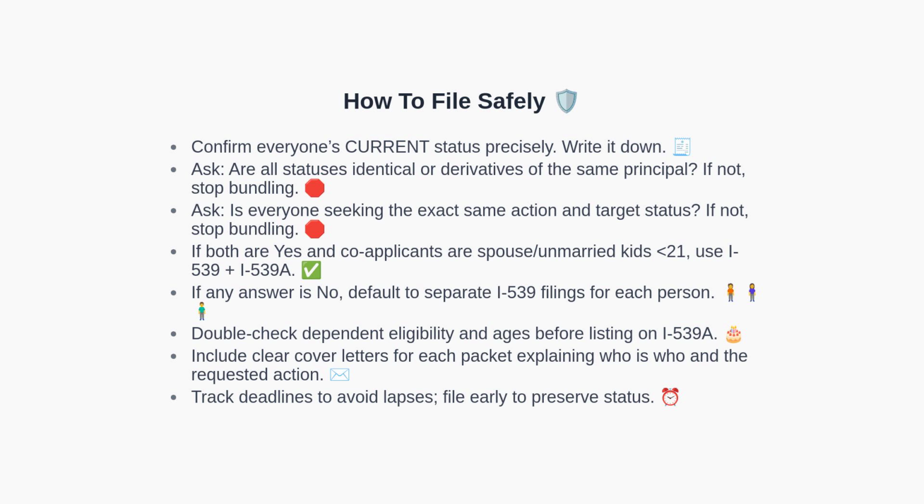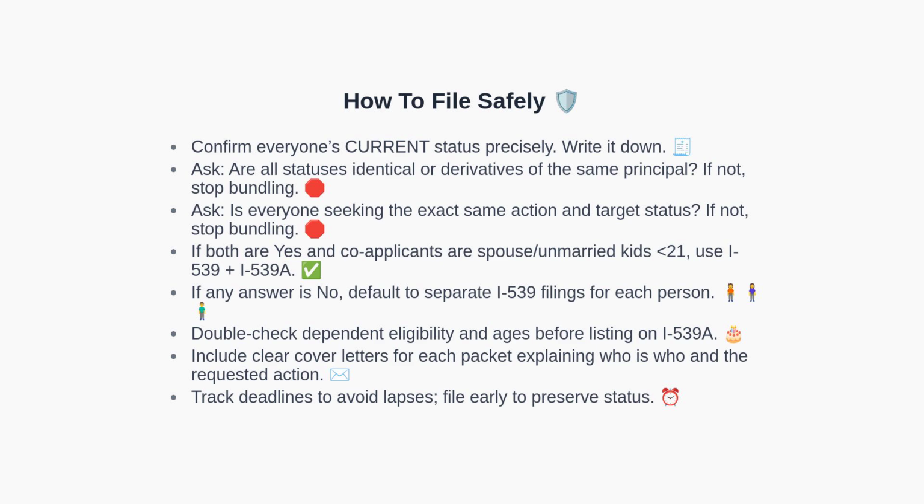Here is a safe filing workflow. First, document each person's current status precisely. Second, determine whether all applicants have identical current status or derivatives tied to the same principal. If not, do not attempt to bundle. Third, ensure that all applicants are seeking the identical action and target status. If that is not true, do not attempt to bundle.